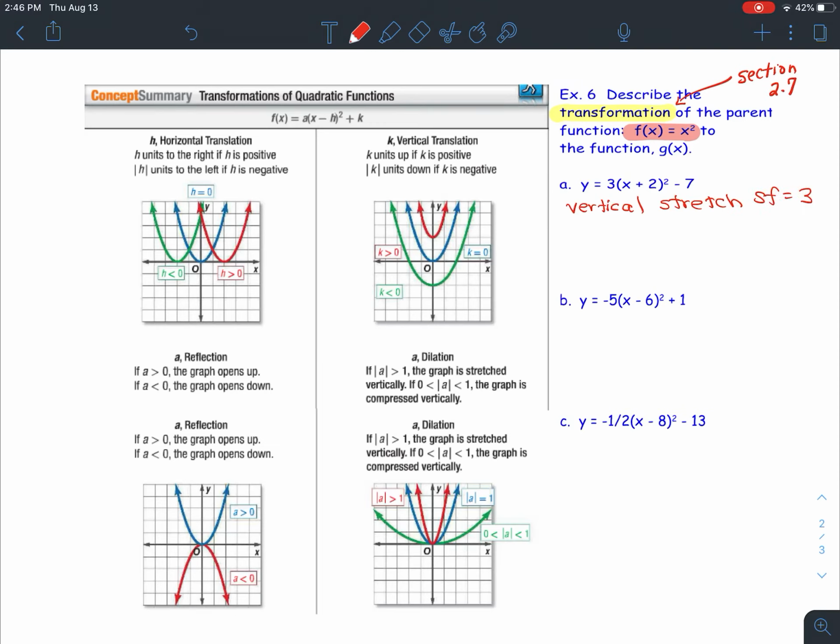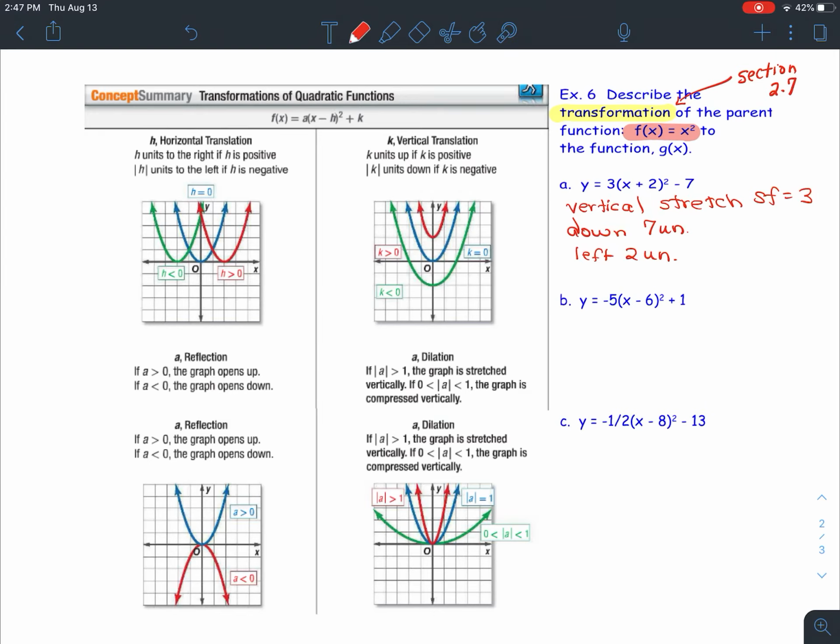So for instance, this 3 is clearly on the outside of the parentheses. We are multiplying by a 3. 3 is a number bigger than 1, so that is going to be a vertical stretch, and the stretch factor is simply going to be 3. The other thing that I see happening on the outside of this is a -7. So I'm going to call that going down 7 units. Now I'm going to tackle the inside. The inside, it looks like I'm adding a 2. Remember, we've got to slow down a little bit when we describe these. It is not going to go to the right 2. Instead, it is actually going left 2 units.